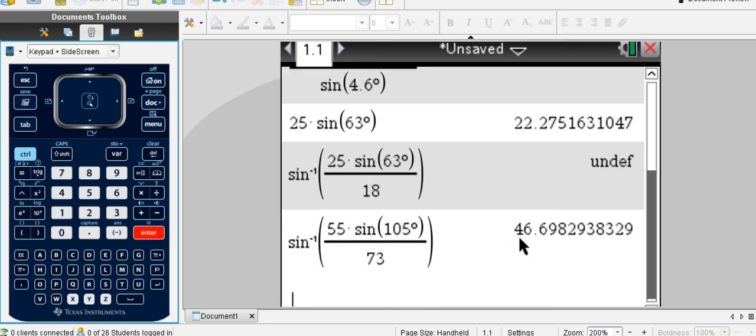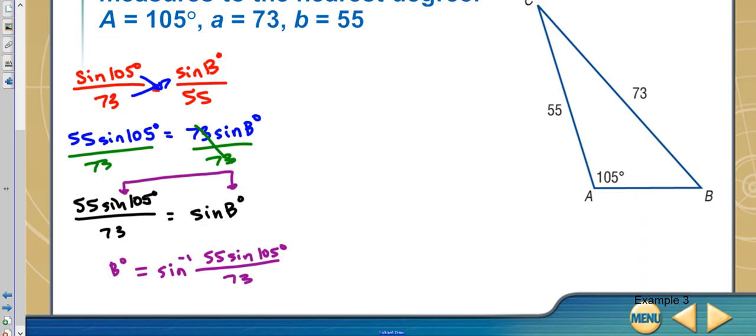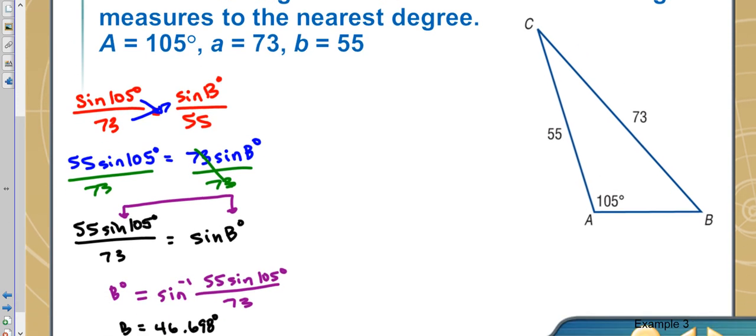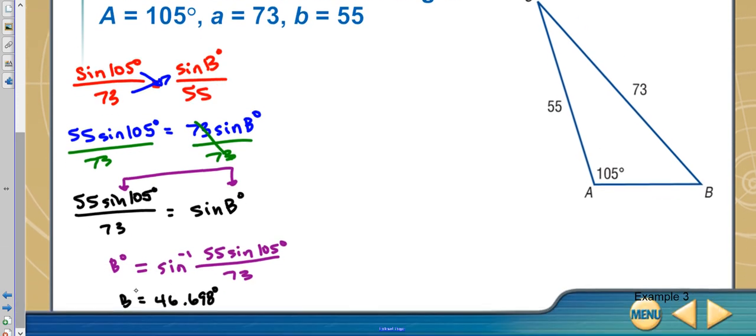I'm getting 46.698 for the B. So B equals 46.698 degrees. It's said to round the nearest angle to the nearest degree. So we're going to say this is approximately 47 degrees here. So I'll put that right there.